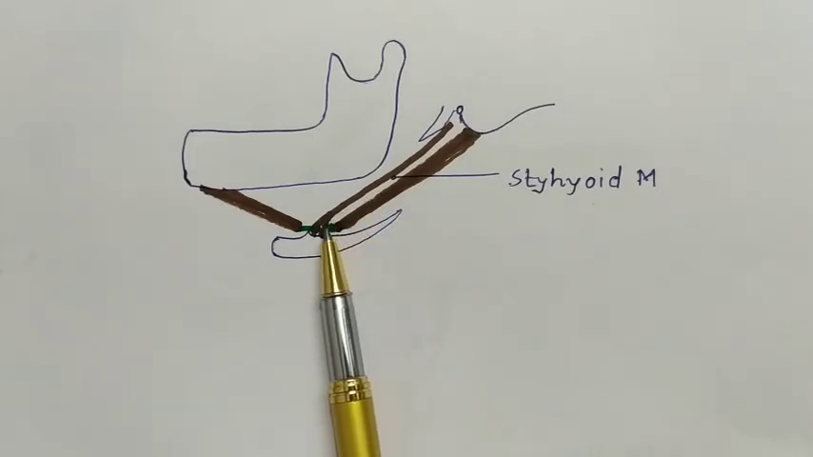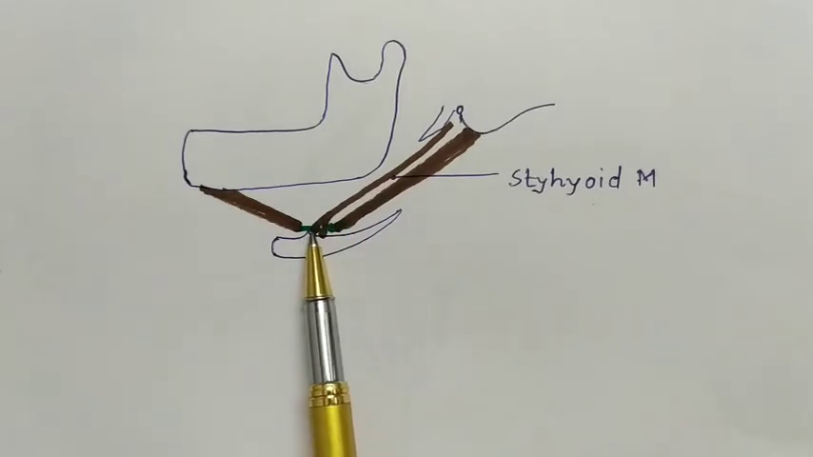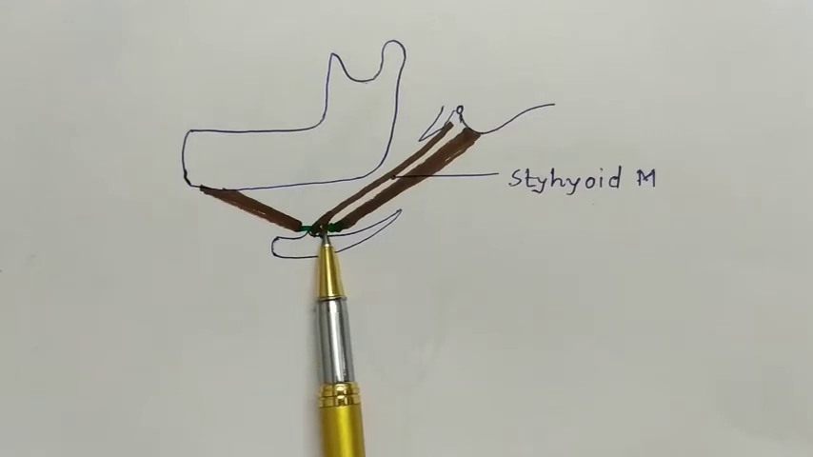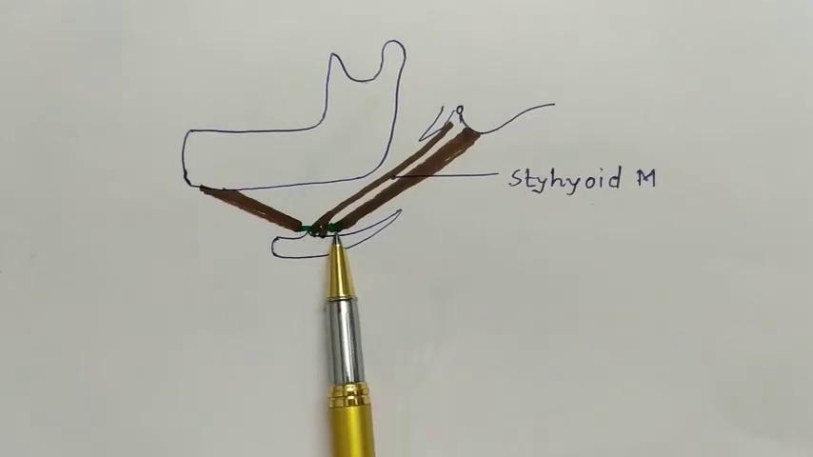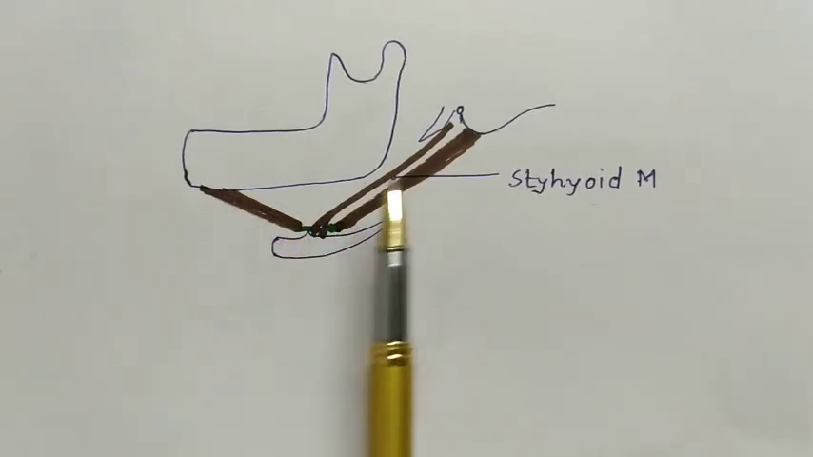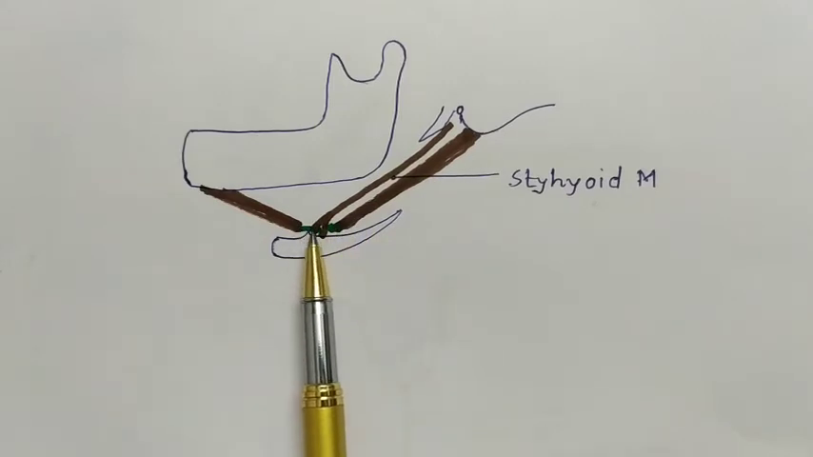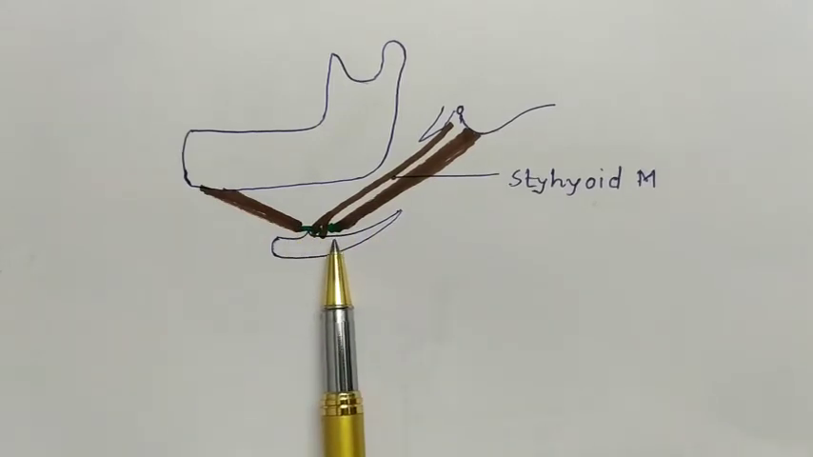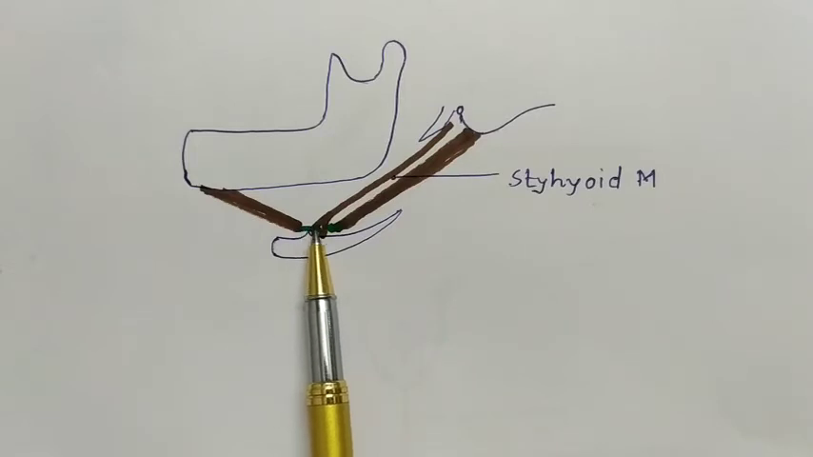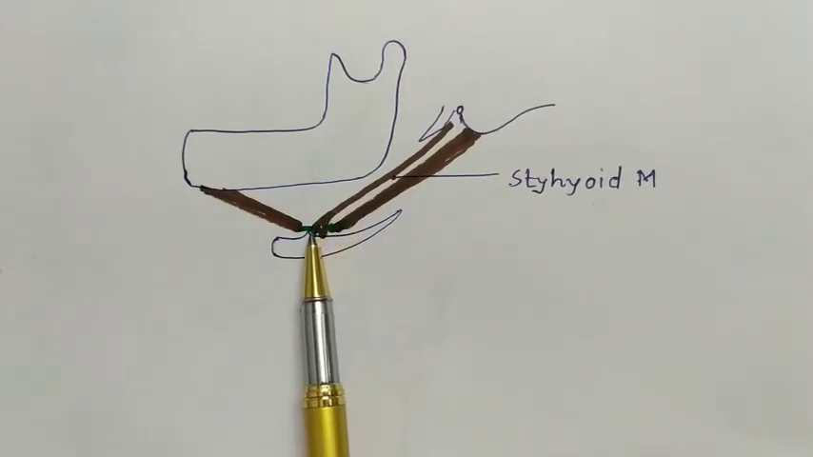The tendon of this stylohyoid muscle divides into 2 sleeves, and between the 2 sleeves passes the intermediate tendon of digastric muscle. This is the anterior belly of digastric and this is posterior belly of digastric. They are inserted on the intermediate tendon. So, intermediate tendon of digastric muscle passes between 2 sleeves of stylohyoid muscle.